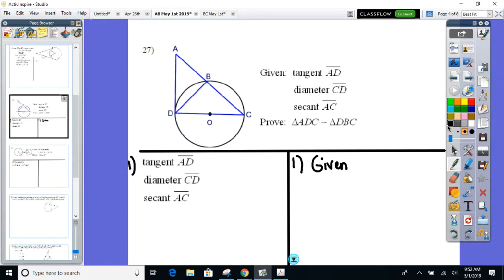What's the only way we're proving them similar? Angle, angle. It's the only way. So I need your help getting a pair of angles that are congruent in each of those triangles. Look what triangles I'm looking at too: this one inside the circle and the big one. Those are the two I'm looking at right now.